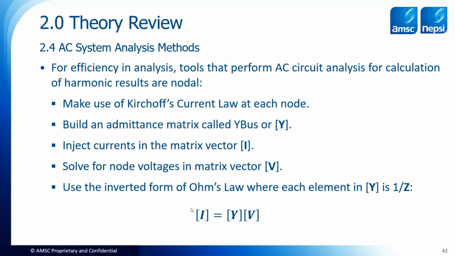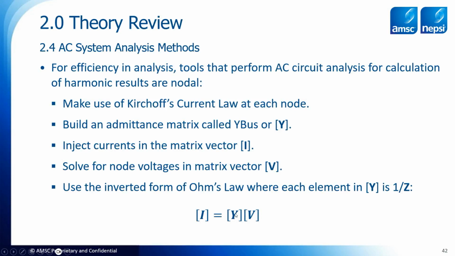And what was determined was the most efficient ways for calculating were nodal methods. To do that, we have to build what's called an admittance matrix, or Y bus, that represents our network. We inject currents into a vector, I, a current vector. Then we solve for node voltages in a vector called V, or the voltage vector. And we use the inverted form of Ohm's law to put these together. And that equation is that I, column vector, equals Y, the Y bus, times V as a voltage vector.